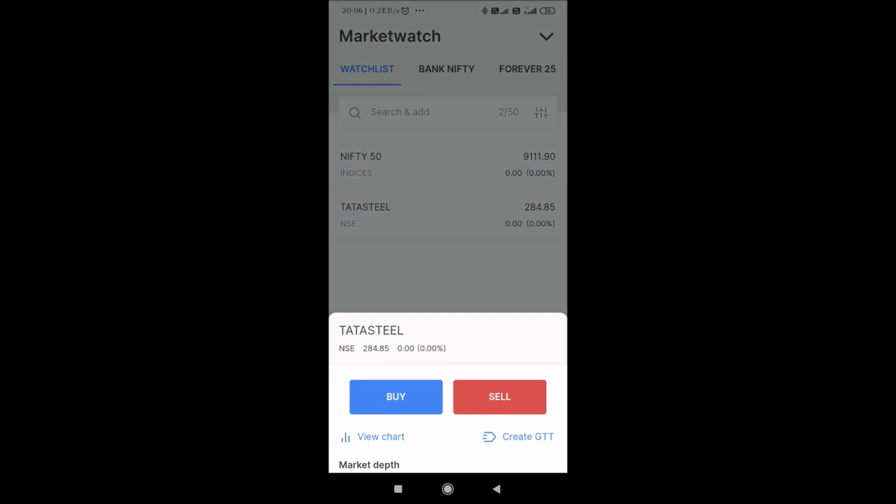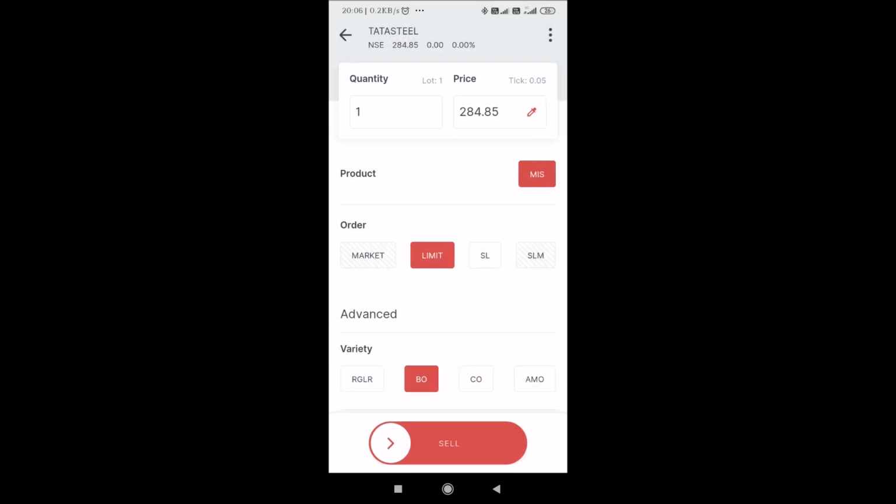By clicking Tata Steel again, you can go for sell options. Everything is the same here. For regular orders, you get CNC. CNC means you can hold for a longer period of time. MIS has an obligation to square off today itself, meaning before 3:30 p.m. Market orders are placed at the direct market price and get executed immediately. Limit orders are executed at the price that you want.